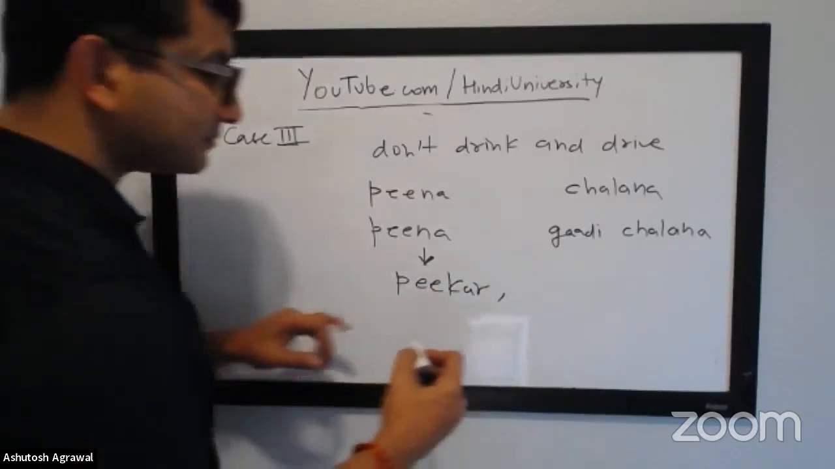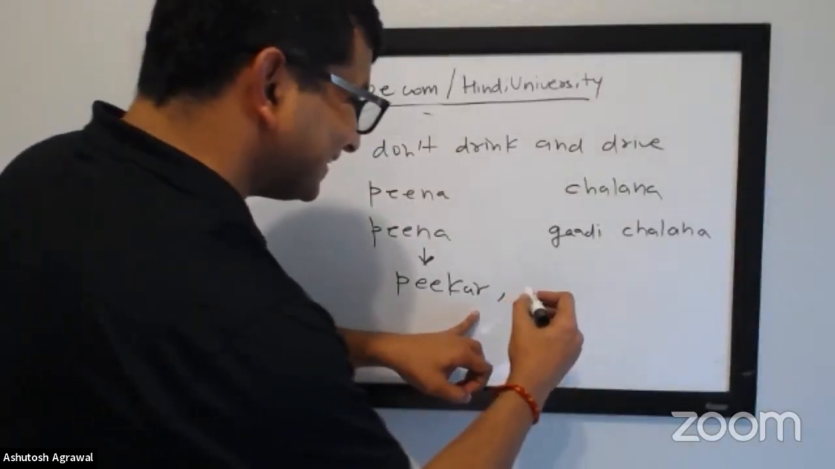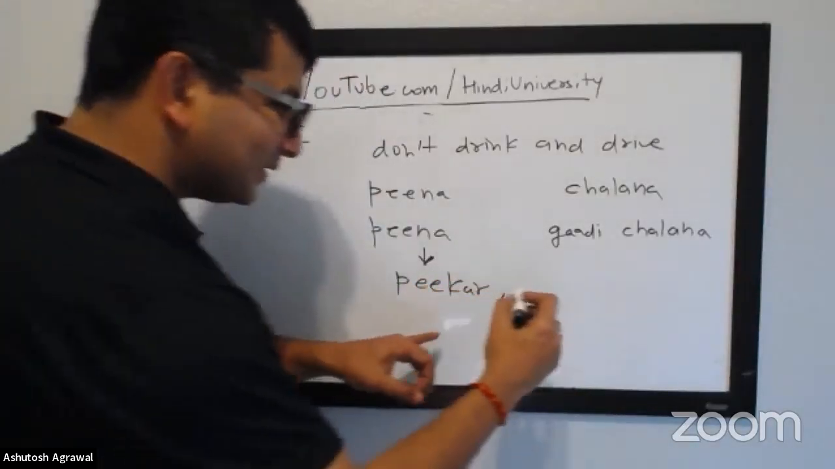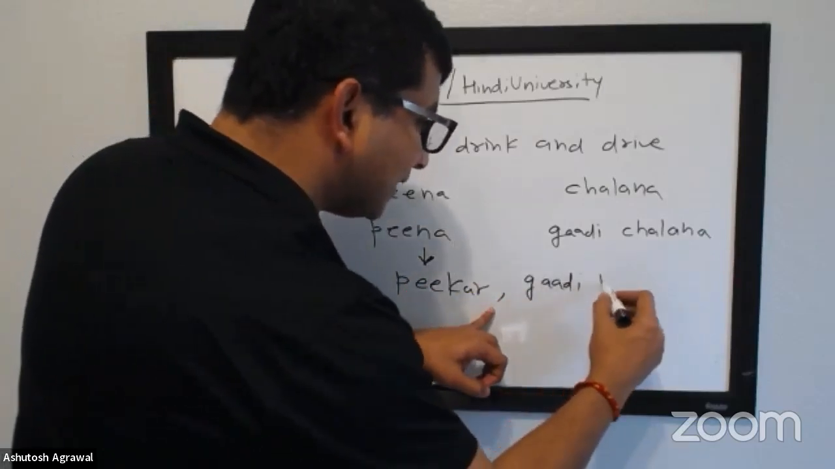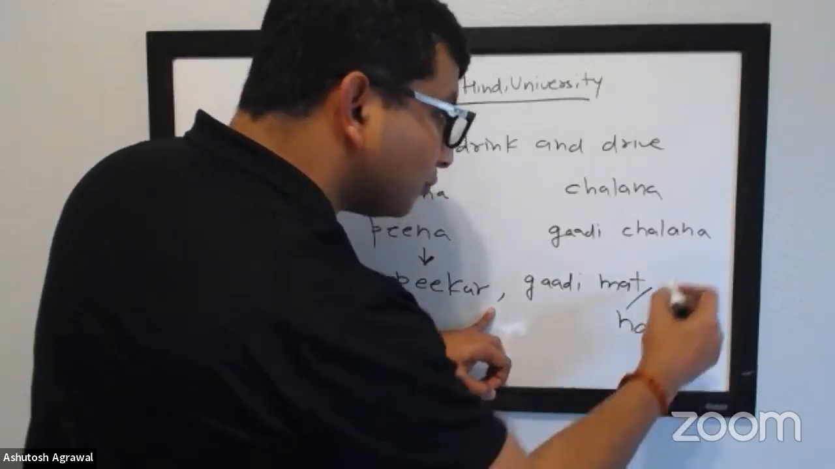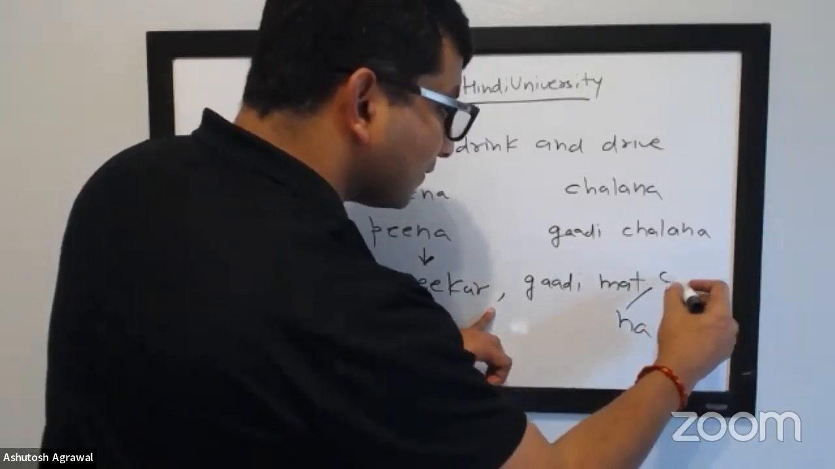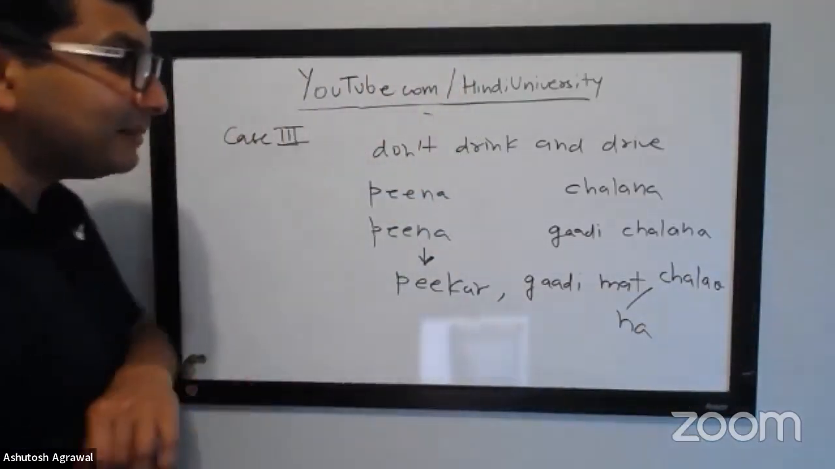Pikar. Oh, after drinking, don't drive. Okay, mat gaadi chalao. Pikar gaadi. The mat or na will come before the verb. Oh, chalao. Very good. Awesome. Pikar gaadi mat chalao.